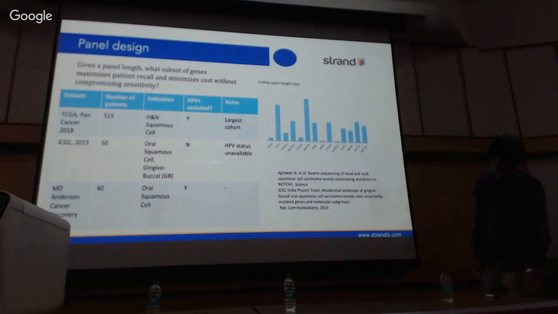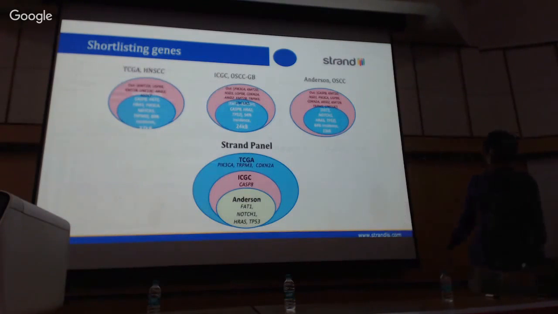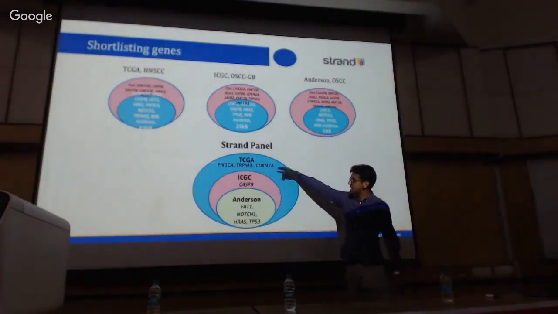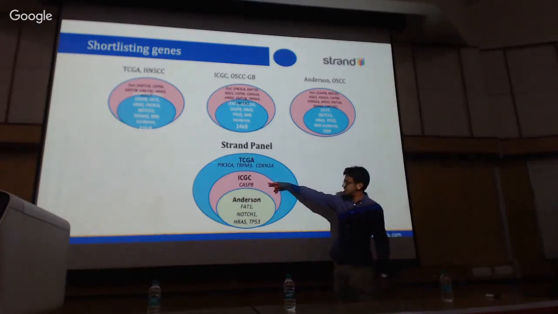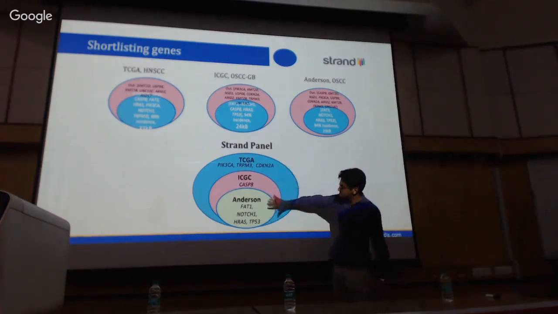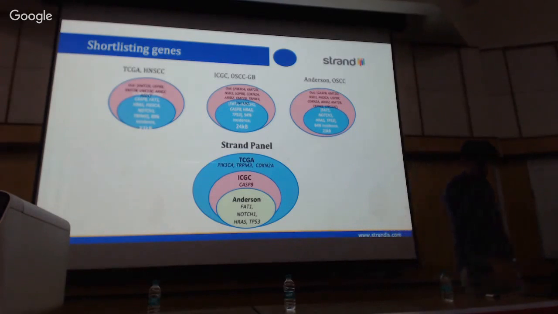So this was really cool. And so, we ended up doing this. I won't get into how we did the optimization, but essentially we developed this panel. This is MD Anderson, this is ICGC data from Dr. Majumdar's paper, and then this is TCGA. So essentially, this panel of, I think it's 8 genes, is what we came up with.